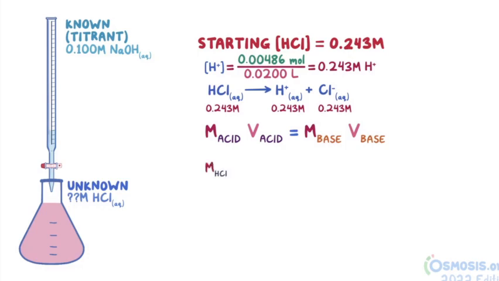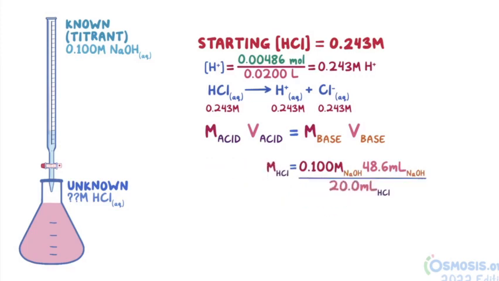Since we started with 20.0 milliliters of hydrochloric acid and we used 48.6 milliliters of a 0.100 molar solution of sodium hydroxide, we can solve for the concentration of hydrochloric acid and get 0.243 molar. Note that we can leave the volumes in milliliters and still get the correct answer.